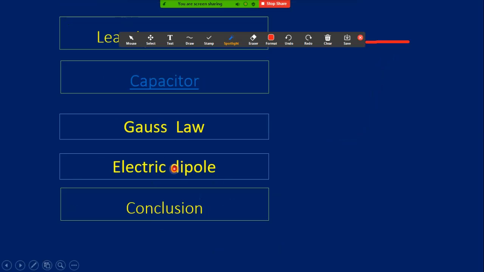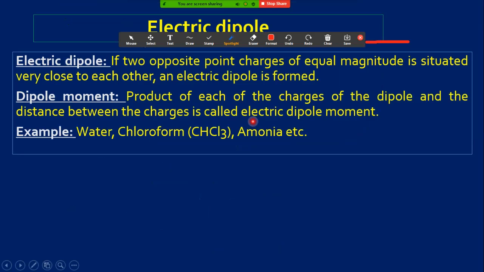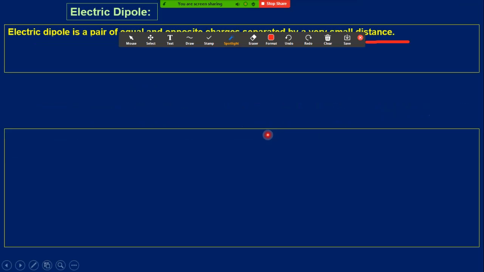Okay, my dear boys, now I am going to discuss the electric dipole. Let's see what an electric dipole is. You know very well that an electric dipole is the separation of two equal and opposite charges, and the product of each of the charges of the dipole and the separation or distance between the charges is called the electric dipole moment. Let's see what the electric dipole moment is.